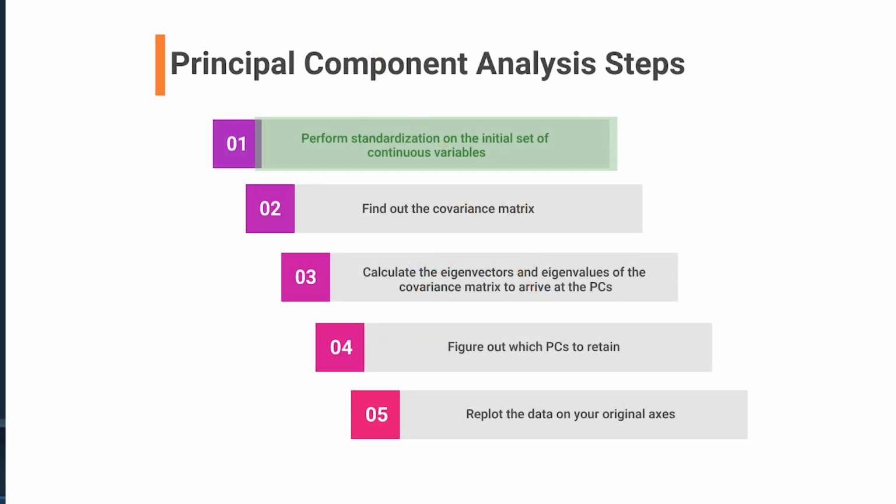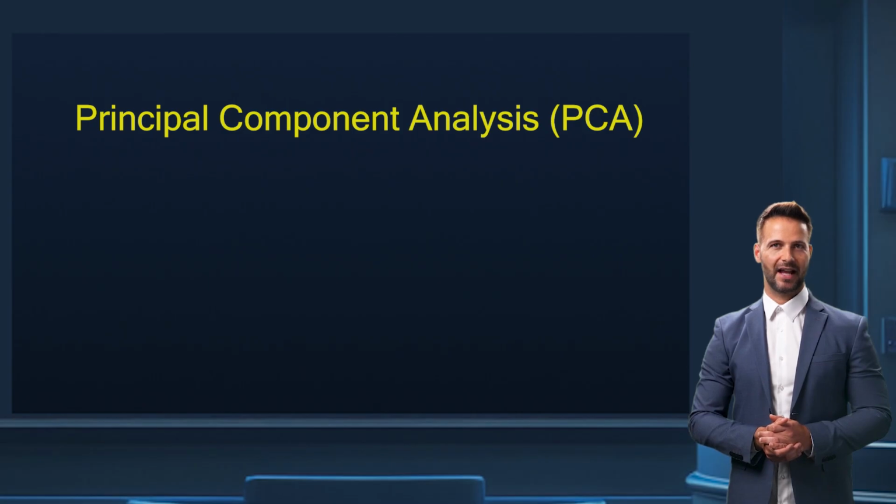Here are some steps. 1. Standardize the data. 2. Compute the covariance matrix. 3. Calculate the eigenvalues and eigenvectors. 4. Sort the eigenvalues and select the top k eigenvectors. And 5. Transform the original dataset, that is PCA.